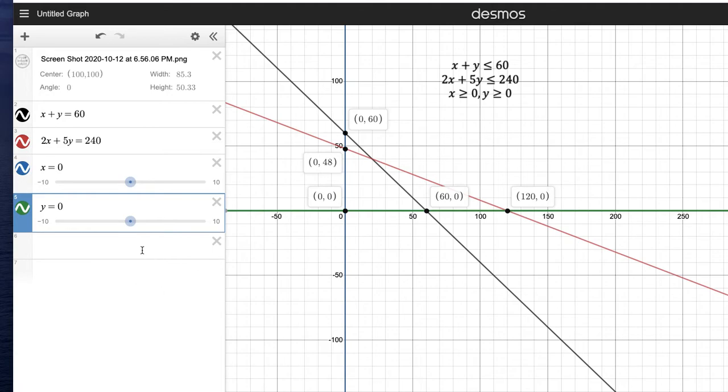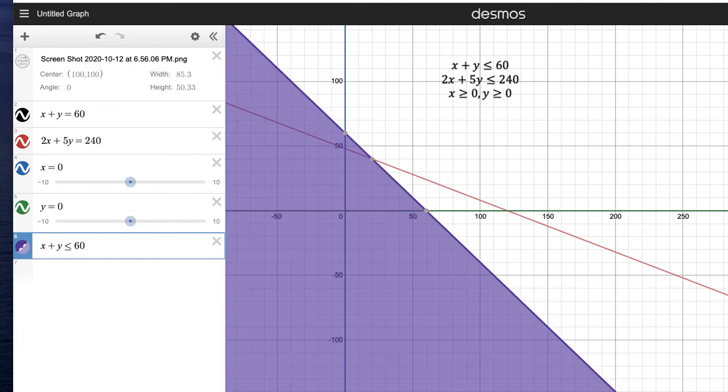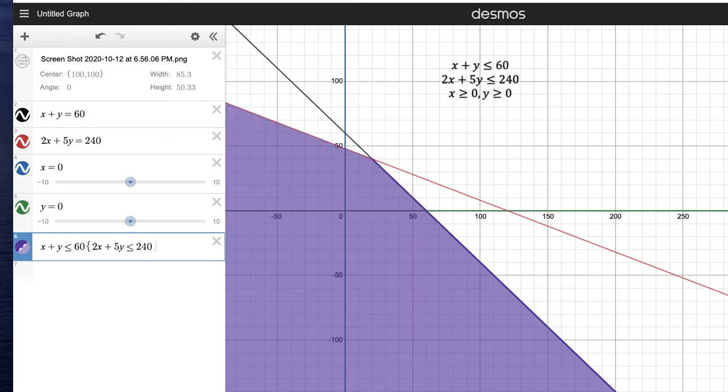So what I'm going to do is the same thing as before. I'm going to type in one of the inequalities. Doesn't matter which one you start with. I'm just going to go from top to bottom here. So x plus y less than or equal to 60. And what I'm also going to do is braces. I'm going to type in the next inequality, 2x plus 5y less than or equal to 240. And you see automatically that I do have that region that we were talking about here.